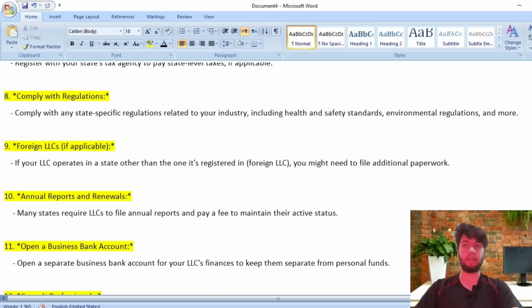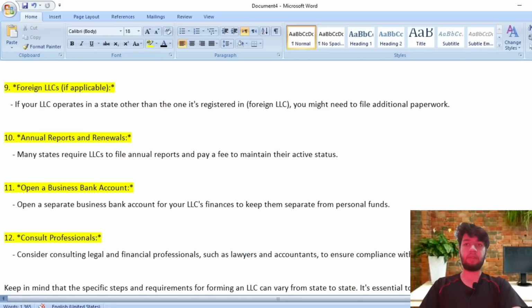Open a business bank account. Open a separate business bank account for your LLC finances to keep them separate from personal funds. Consider consulting legal and financial professionals such as lawyers and accountants to ensure compliance with all legal requirements.